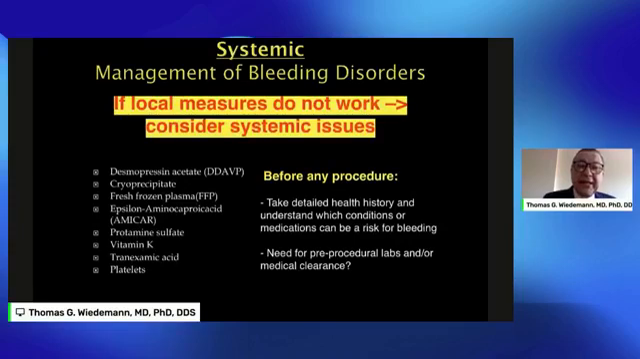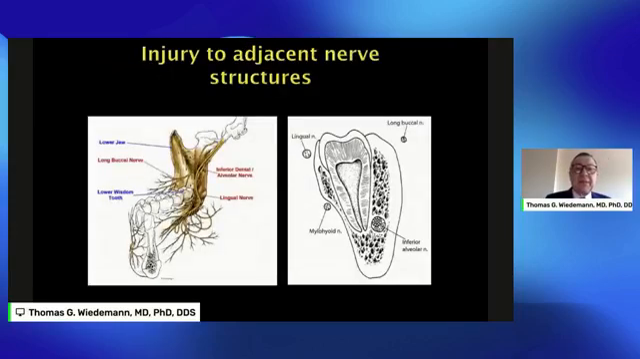Sometimes if we cannot manage a bleeding locally, with local measures, we also should consider systemic issues. And you see here, a lot of ways are available to control these bleeding problems. But better, if patients have systemic disorders, please try to prevent it before the procedure. You're supposed to take a good health history and understand conditions or medications that can be a risk for bleeding, even if it means that we have to take some labs and get some medical clearance. So please keep that in mind.